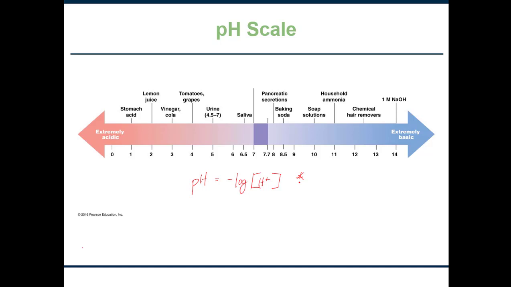Another way to write this is to say that pH is equal to the log of 1 over the concentration of hydrogen. Those are basically equivalent. If you remove the negative sign from one of them, then you have to flip the hydrogen over here.